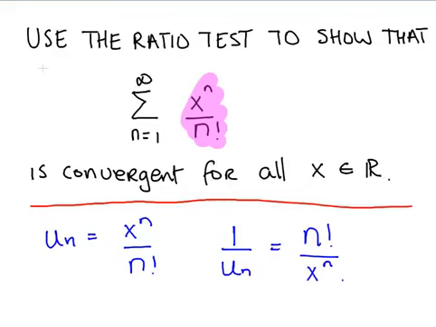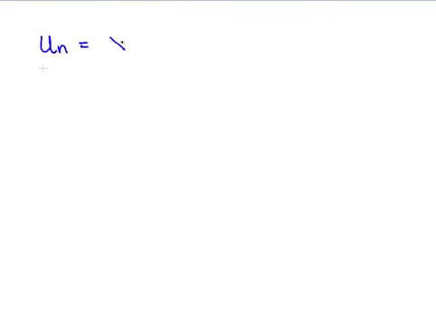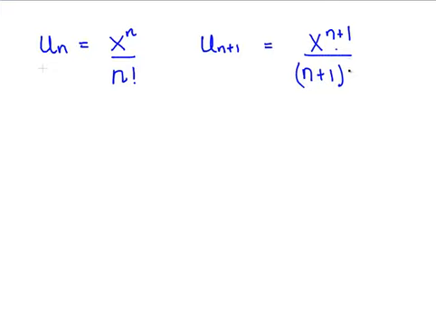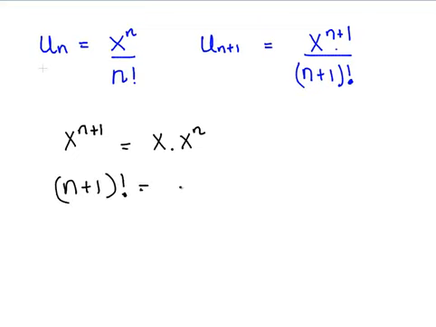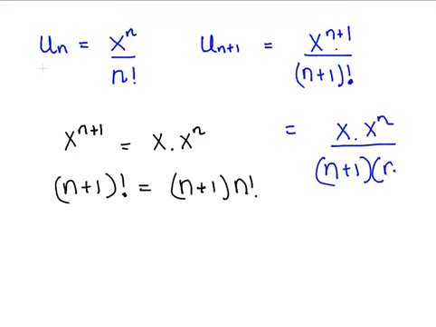So the next thing we should do is, we stated that x to the power of n over n factorial is u of n. So what is u of n plus 1? That is equal to x to the power of n plus 1 over n plus 1 factorial. Now, just as a few remarks, x to the power of n plus 1 is equal to x times x to the power of n. N plus 1 factorial is equal to n plus 1 times n factorial. Okay, so that is going to help us a bit. So we can rewrite u of n plus 1 as x times x to the power of n over n plus 1 times n factorial.